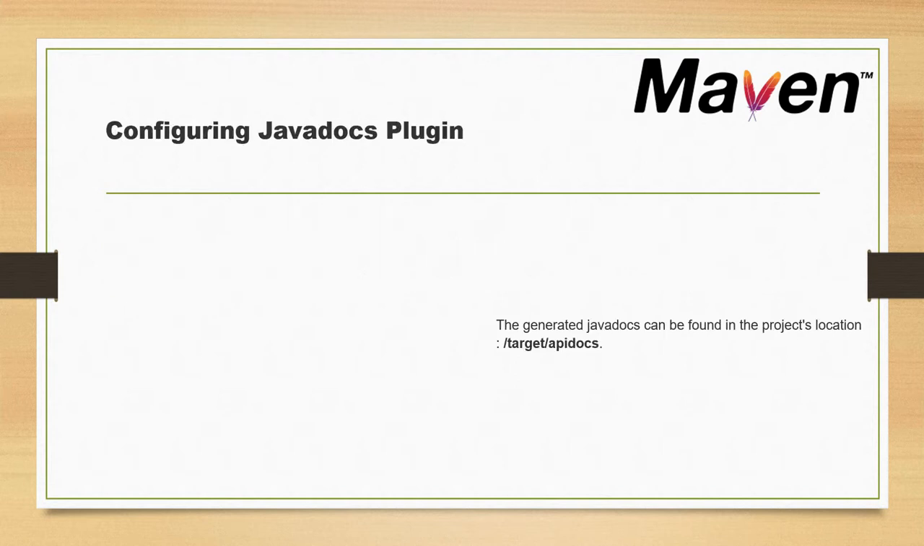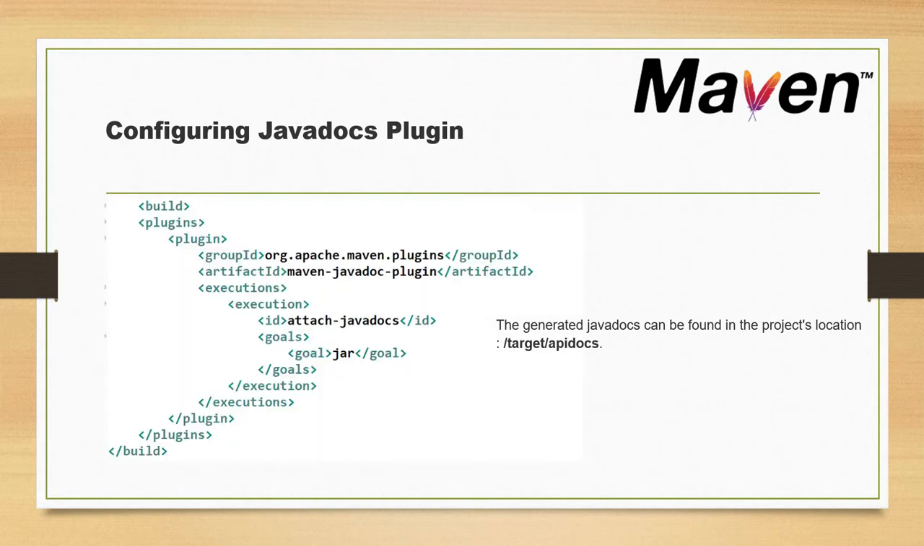So let's try to understand how we can configure this plugin in pom.xml. The Javadoc plugin can be configured for any project in pom.xml as shown in this picture. Here, in the build tag we have plugins, and within the plugins you can have one or many plugins. One of the plugins has the group ID org.apache.maven.plugins, and the artifact ID is maven-javadoc-plugin. This plugin we have to add.